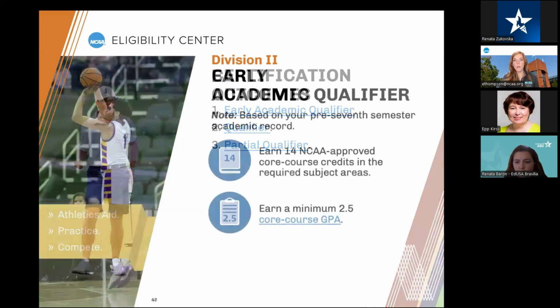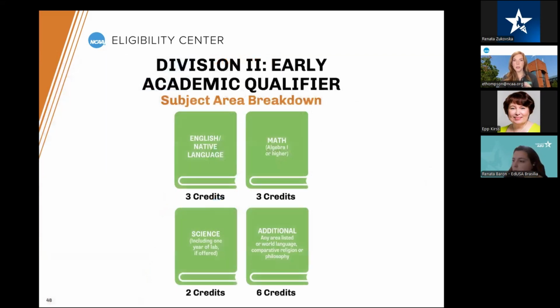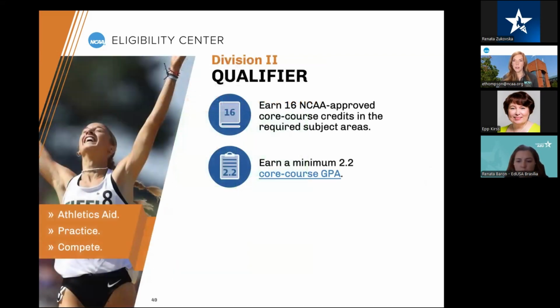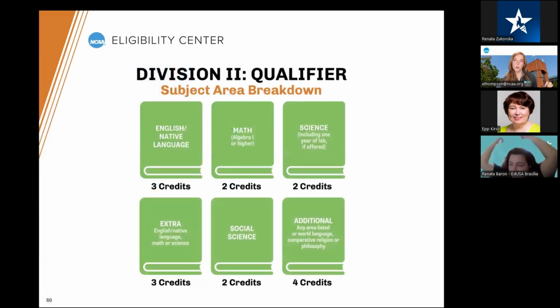Division Two, I'm not going to focus on early academic qualifier today just because of the amount of time left, but just know that there is that outcome as well. But a Division Two qualifier is very similar to Division One. So you still need those 16 core courses, still need to graduate secondary school. The GPA requirement is just slightly different. So Division One required a 2.3, Division Two requires a 2.2 GPA. And this is the subject area breakdown.